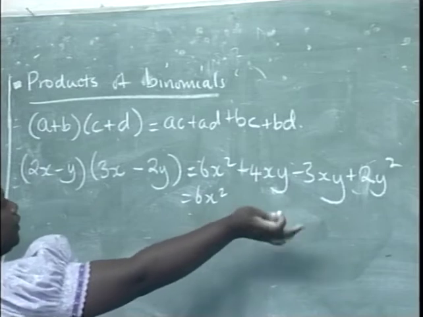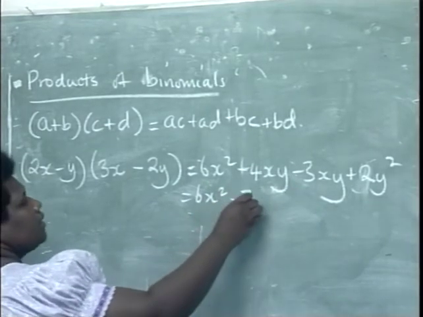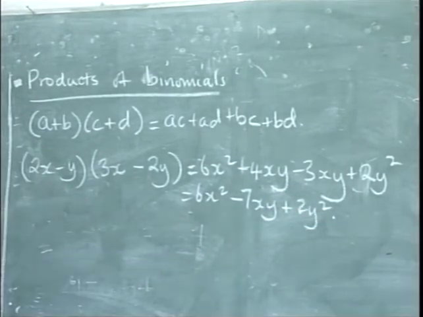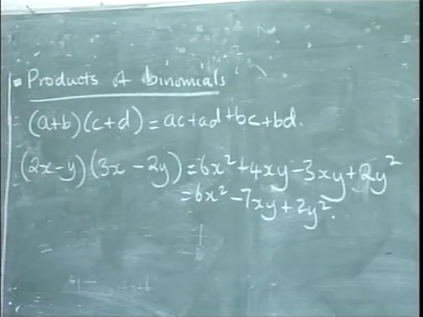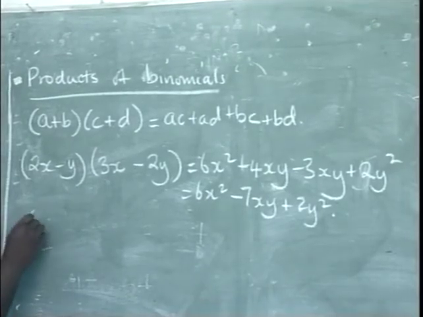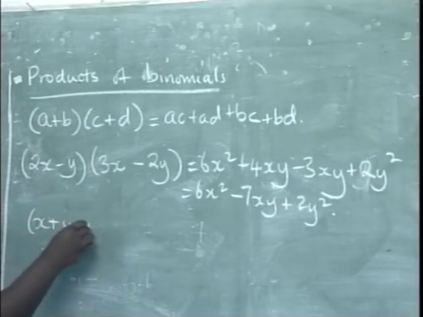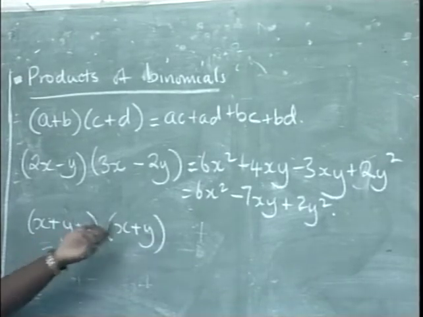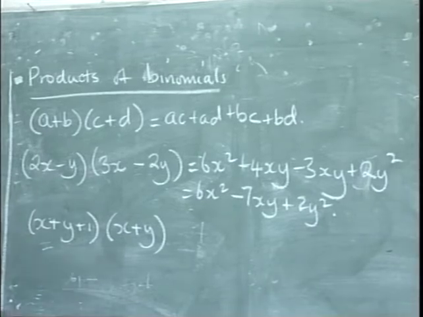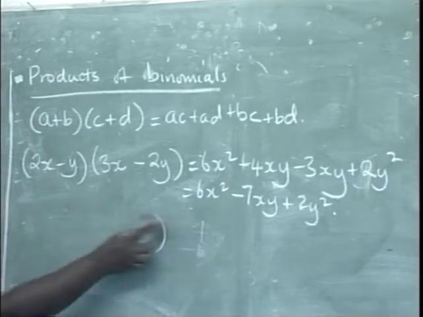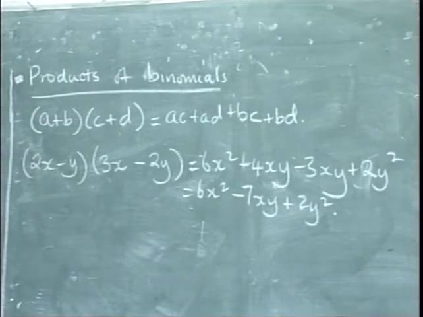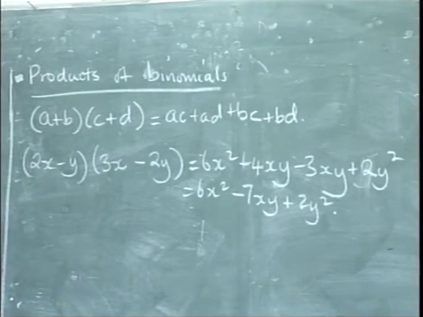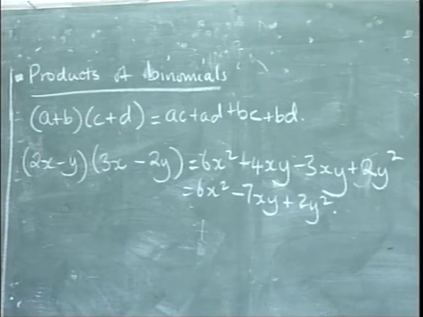6x squared minus 4xy minus 3xy will give us minus 7xy plus 2y squared. Okay, even if you had, let's say, 3 terms in a set of brackets, that means you have to multiply all the terms in this. Sorry, that's not really right. That comes in later on. I forgot that I'm actually doing binomials. The one that I wrote has 3 terms in the expression, so it's not included in here. We'll do that later.